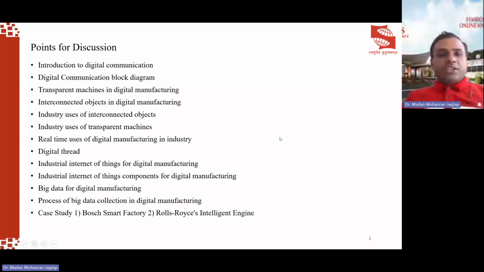Industry uses of interconnected objects, industry uses of transparent machine, real-time uses of digital manufacturing in industry, digital thread, industrial internet of things for digital manufacturing, industrial internet of things components for digital manufacturing, big data for digital manufacturing, process of big data collection in digital manufacturing. Case study: Bosch Smart Factory, Rolls-Royce Intelligent Engine. So let us start with the introduction to digital communication.